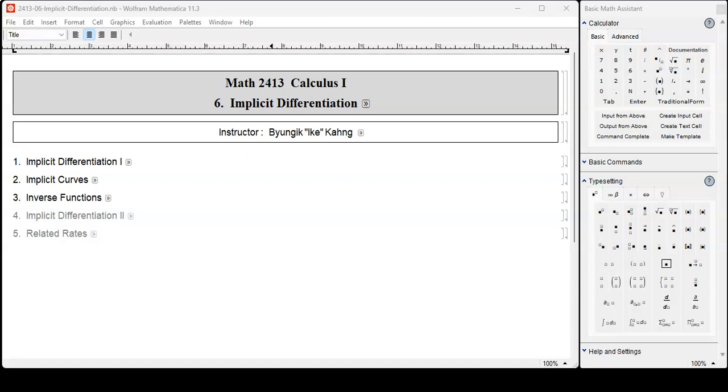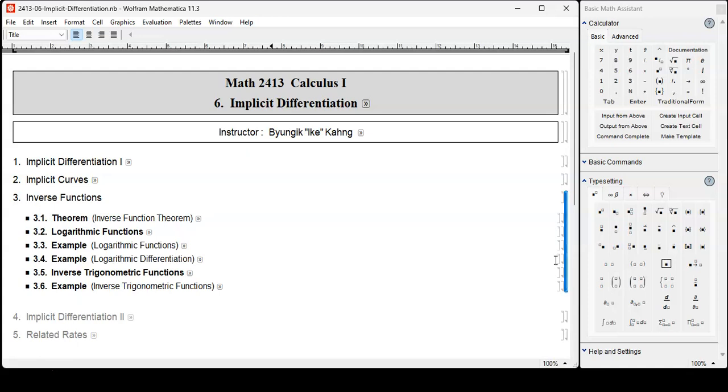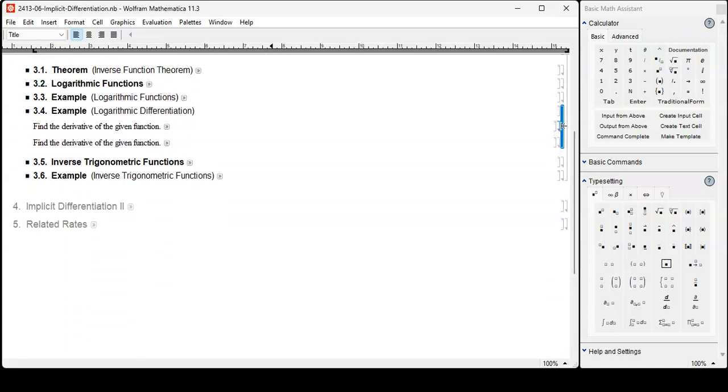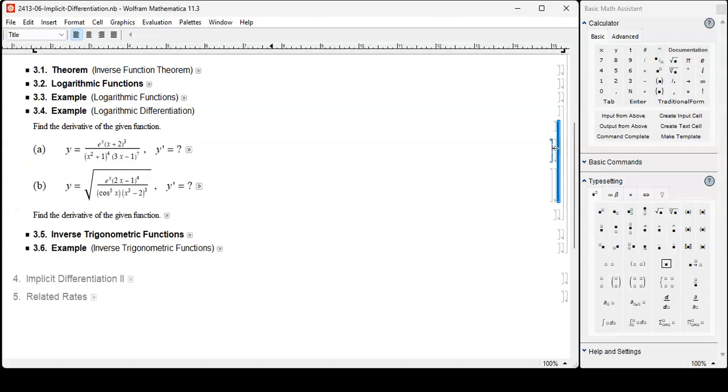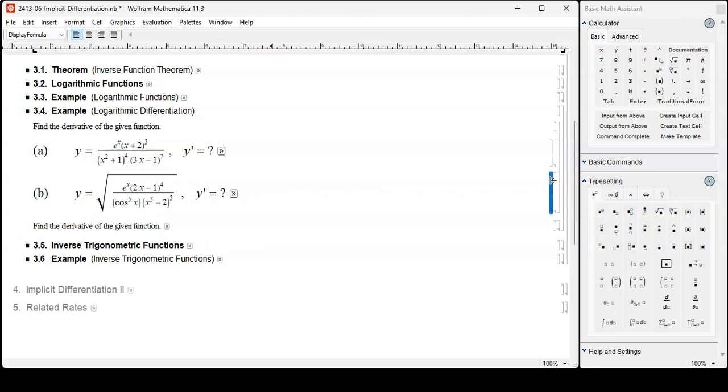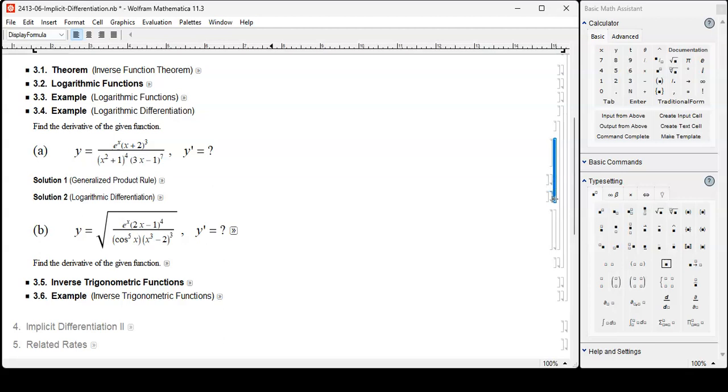Hello students, welcome back. Let us resume our discussion in section 3. Previously we talked about logarithmic differentiation, but only for type A problems, some humongous product or quotient or both. How do we handle the logarithmic differentiation here?